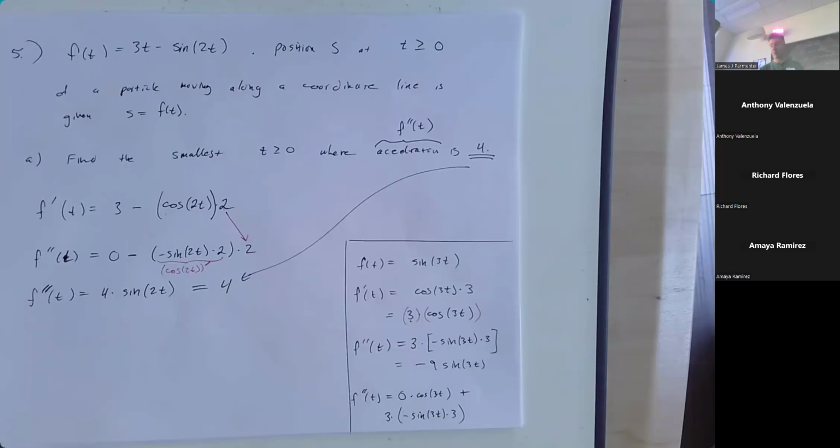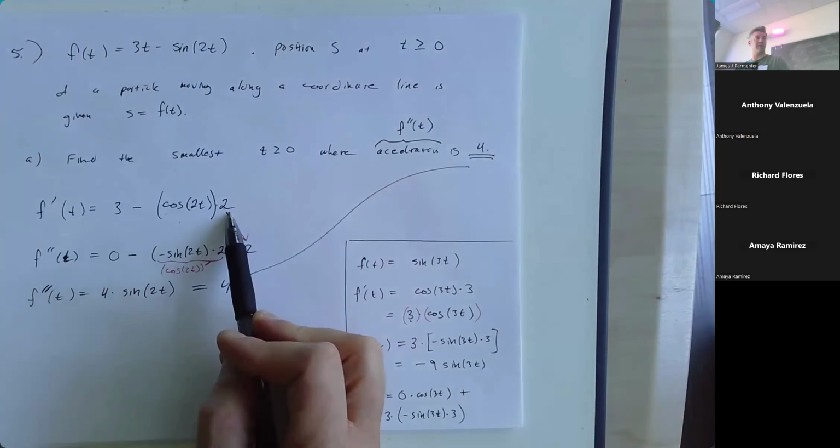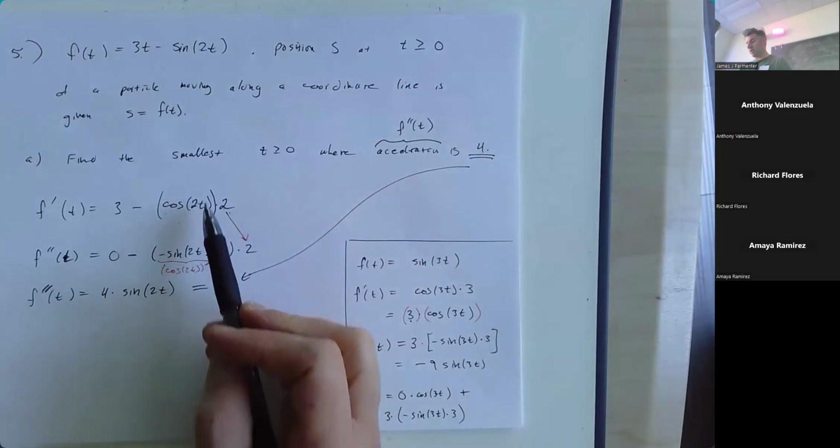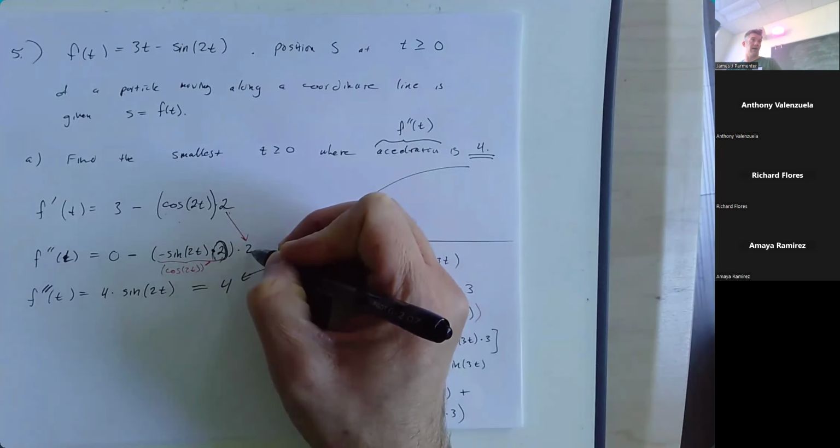We were multiplied by 2 because of the chain rule, right? Correct. From this derivative to this derivative, I multiply by 2 because of the chain rule. From this derivative to this derivative, I'm multiplying by this 2 because of the chain rule. And this 2 is just sticking around because it's a constant multiple.